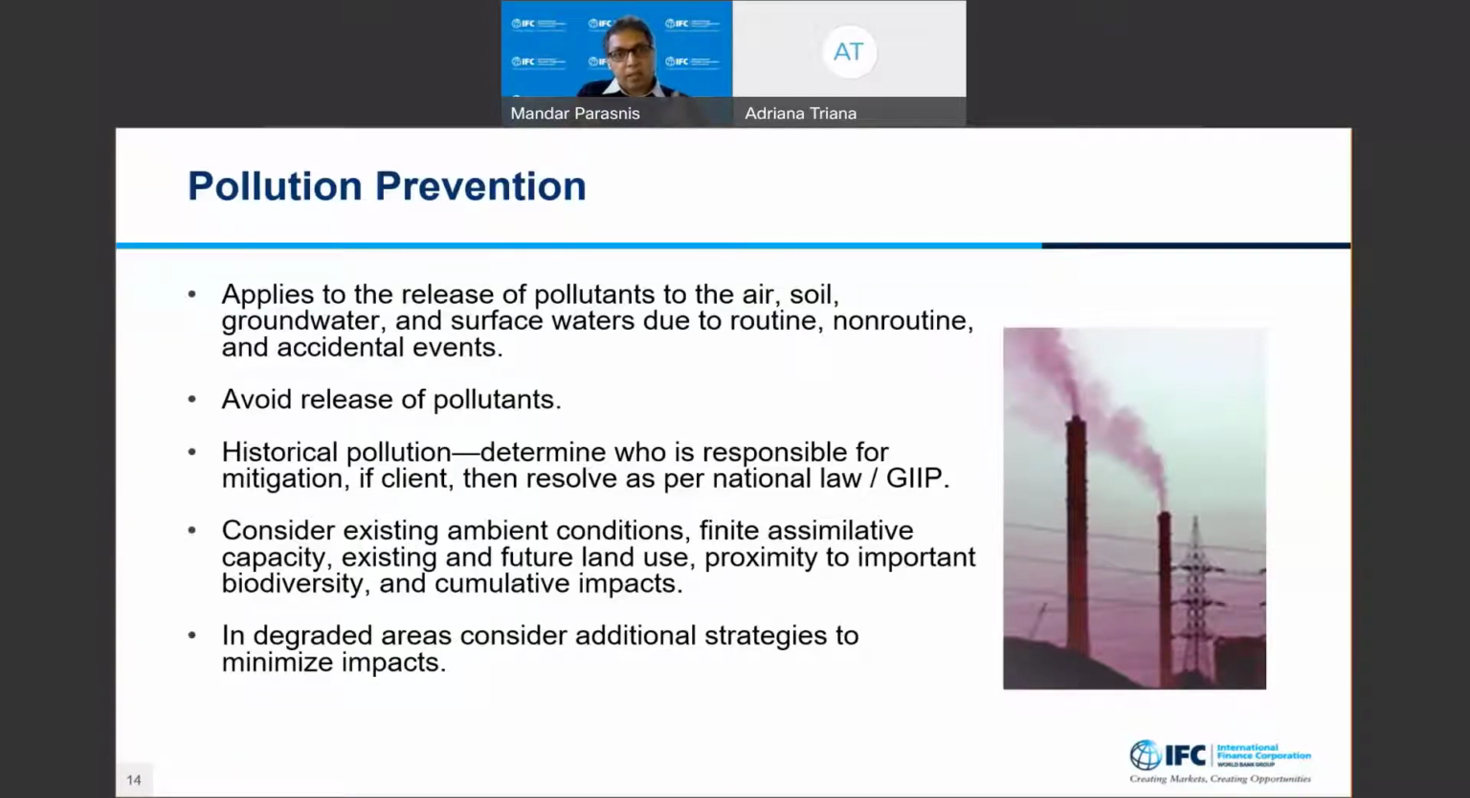If, however, it is the client's responsibility after we acquire this legacy pollution, then that has to be resolved first as per the national law. And if the national law is silent, then as per the GIIP. Again, which GIIP will depend on the specific situation, what type of pollution, in which location, etc. But this defines the principle at a higher level.